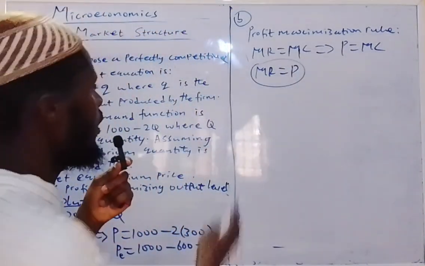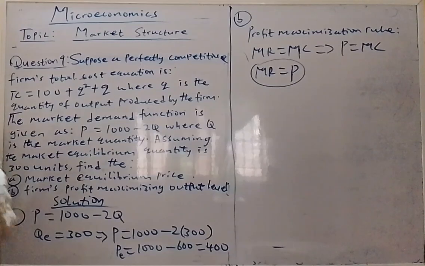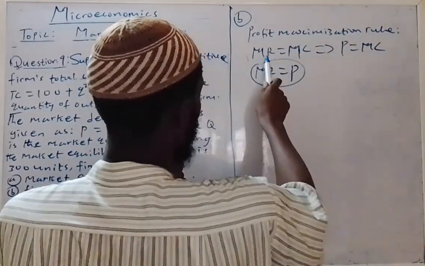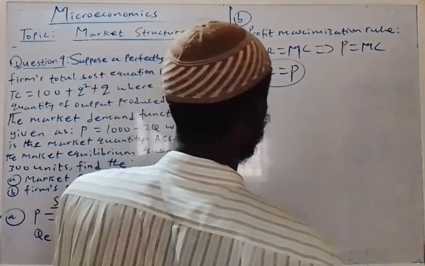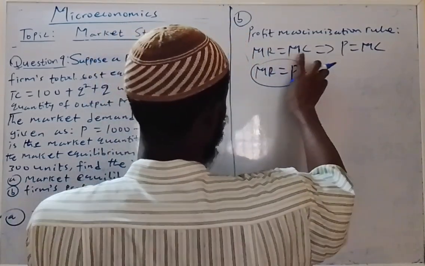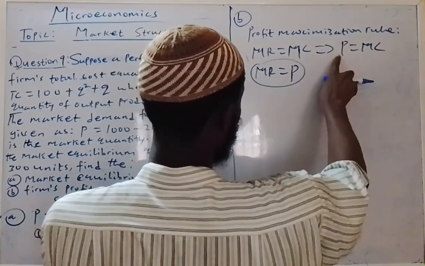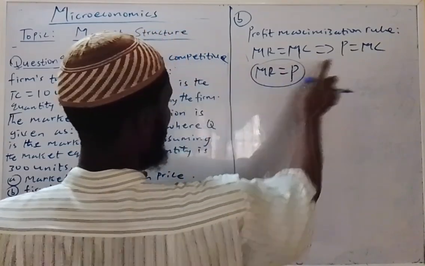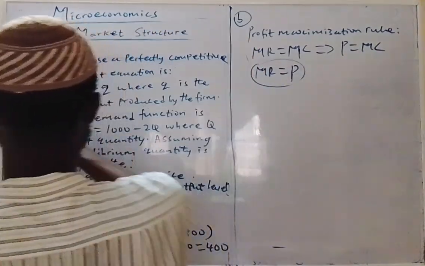Hope you understand that. You see, for a competitive firm, MR is always equal to P. And we say the general profit maximization rule is that MR is equal to MC. Now, if MR is equal to MC and we know for a competitive market MR is equal to P, so we can rewrite the profit maximization rule for a perfectly competitive firm as P equals MC. Okay, we can derive MC from TC.